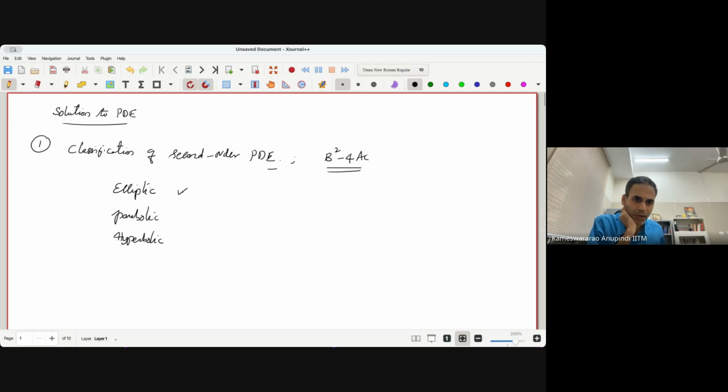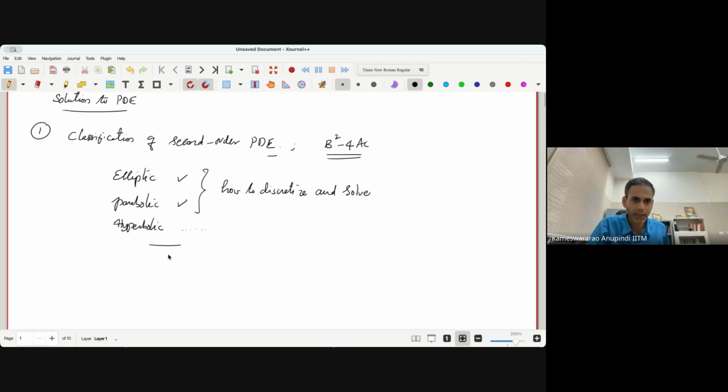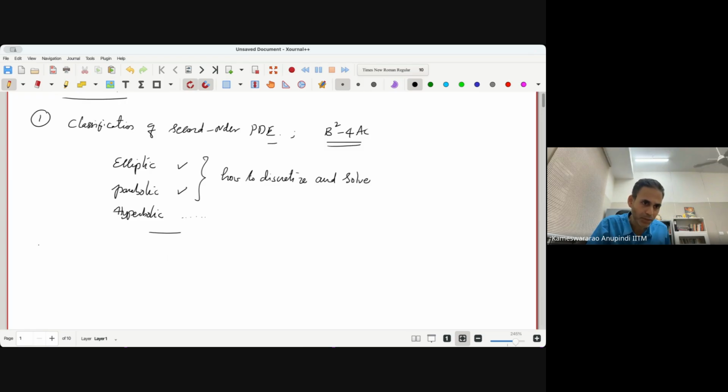We're going to primarily look at the elliptic and parabolic types of equations in terms of how to discretize and solve them. We are not going to look at hyperbolic equations in this course as such, but some general principles that we develop here will also be applicable for hyperbolic flow problems as well. So today let us look at the elliptic equations.